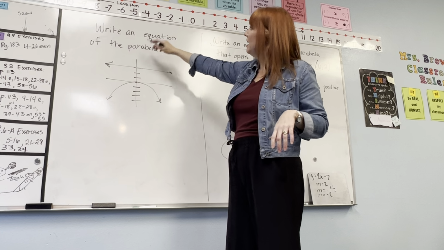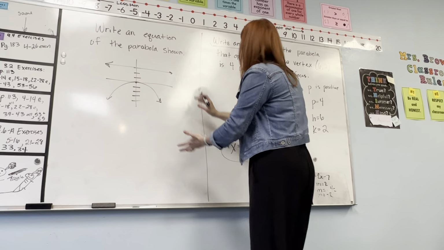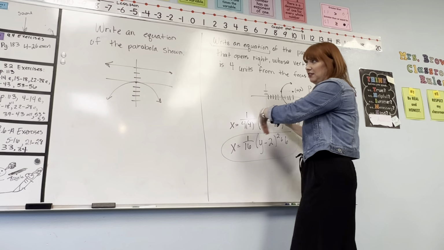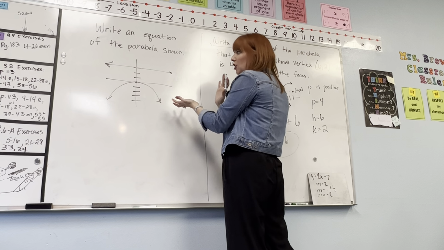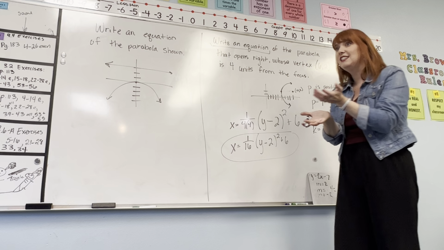All right. Write an equation of the parabola shown. So this time I'm giving you the picture. Here we had words and we had to figure it out. This time, I'm giving you the picture. What do you notice about the vertex in this one? It's at 0, 0.